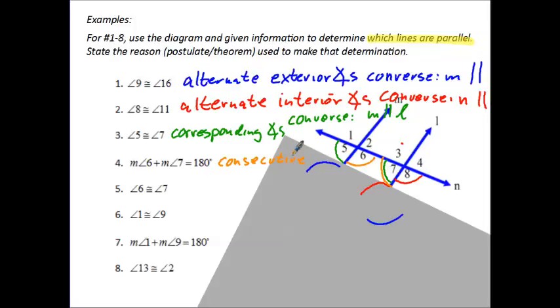Consecutive interior angles converse to realize and find out, and we already knew that, by the way, that lines M and L are parallel. We got more problems, but we also got more colors, so let's keep going.